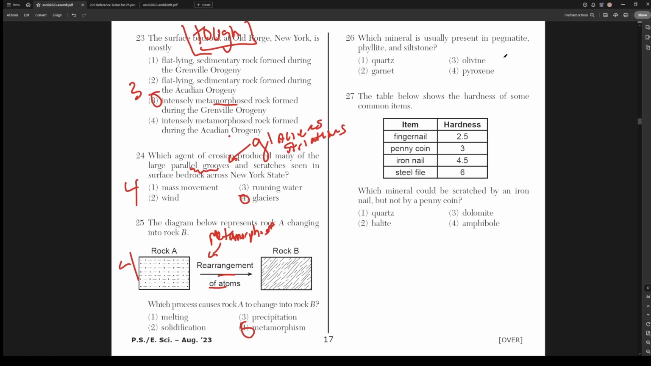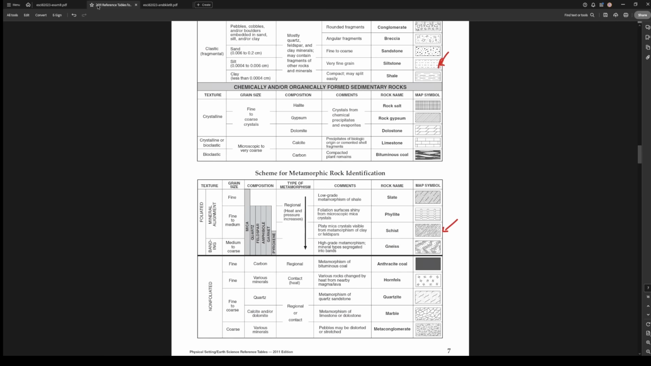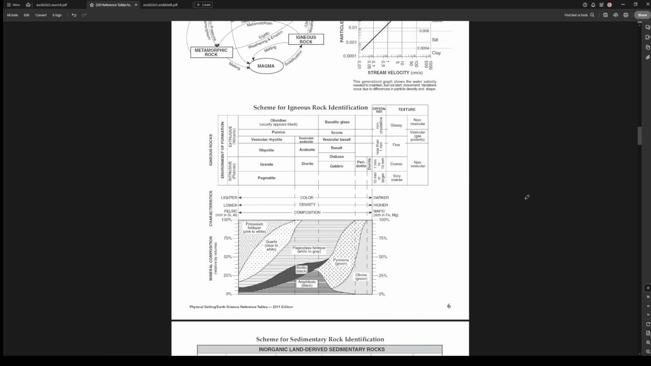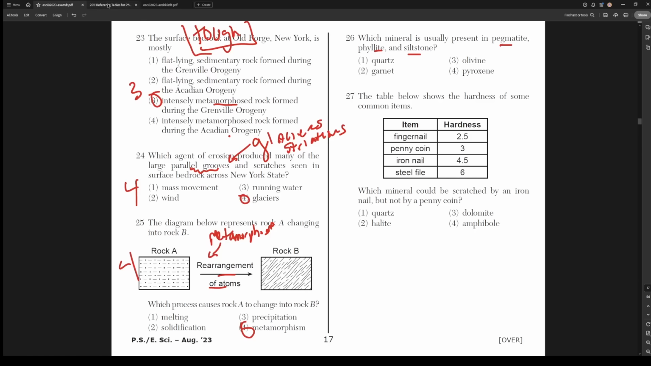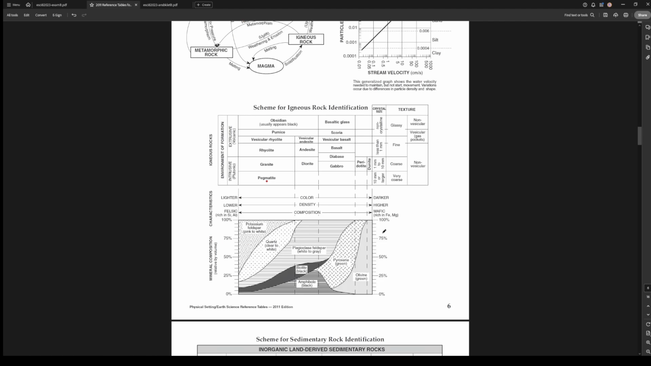26. Which mineral is usually present in pegmatite, phyllite, and siltstone? I can't even get over this question 23, man. That was hard. Which mineral is usually present in pegmatite, phyllite, and siltstone? Let's see. We got to go here. Pegmatite here. Phyllite. Did it say phyllite? Yeah, phyllite and siltstone.